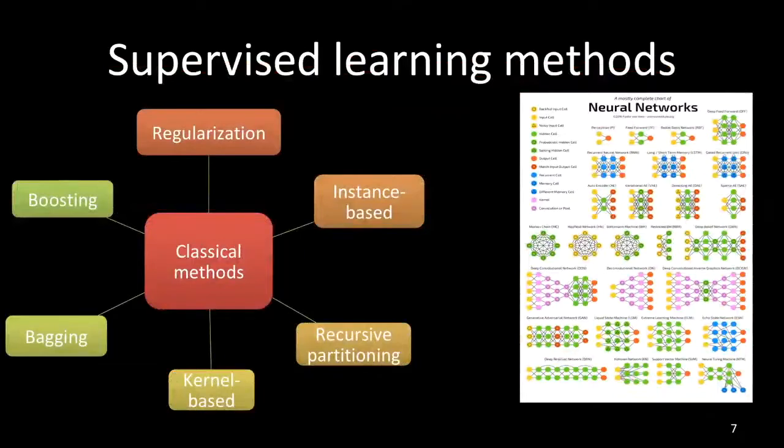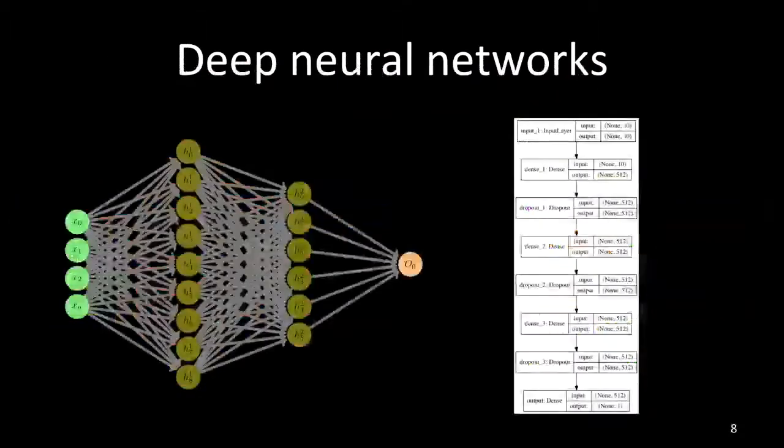Again, if you are taking supervised learning methods, if you look at classical methods, there are different subgroups of methods: regularization, instance-based, recursive partitioning, all the way up to bagging and boosting. And then if you take the deep learning methods, you have several different types of deep learning methods. So which one is better suited for performance modeling?